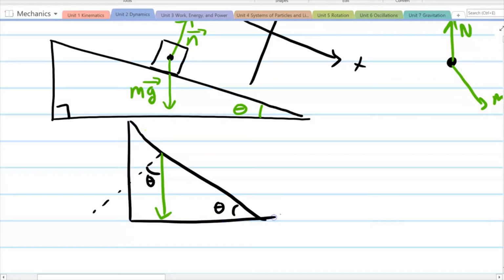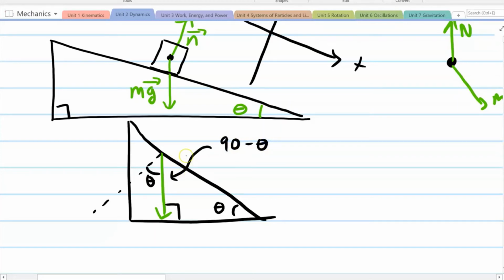It's kind of like a geometric proof, so that's kind of fun, I guess. We know that this angle is 90, right? So the sum of the triangle that it's trying to make is 180, so this angle should be 90 minus theta.